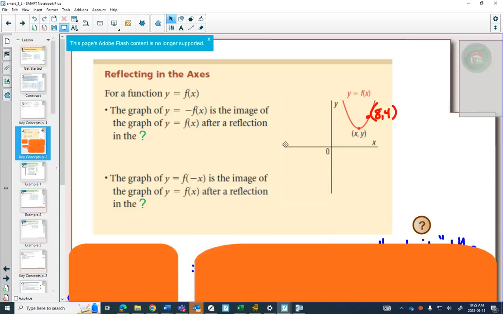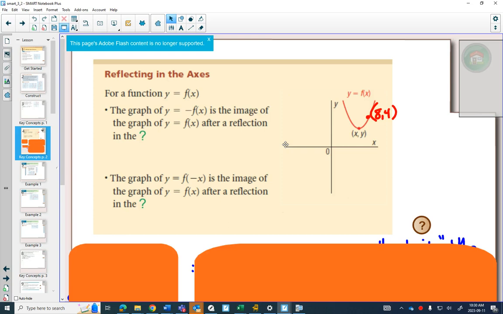And the next thing that we're going to look at, so the activities we've done up till now have all been about moving left, right, up, and down. The next thing we're going to look at is what do negatives do? How do negatives change the graph?